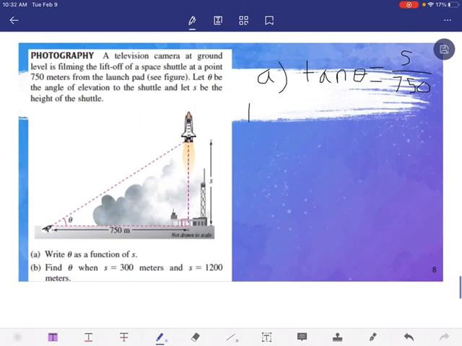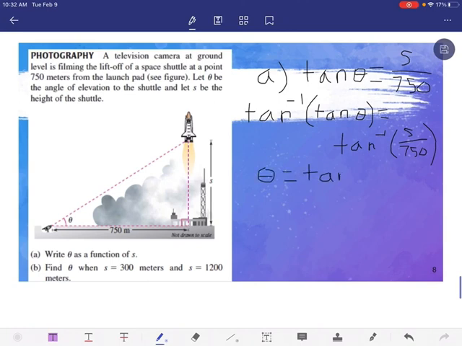In order to get the tangent to go away, I need to take the inverse tangent of both sides. And what we do to one side, we must do to the other. So I'm going to have to take the inverse tangent of s divided by 750 as well. Well, on my left-hand side, because I have tangent inverse of tangent, that's just going to equal theta now, because they undo one another. And then on my right-hand side, I would just be left with our function. So I have tangent inverse of s divided by 750, and that would be our function.